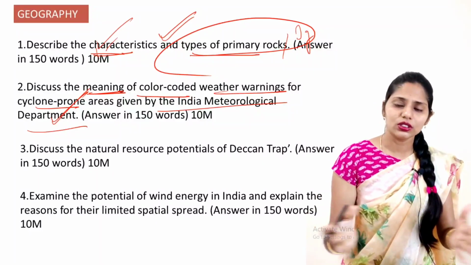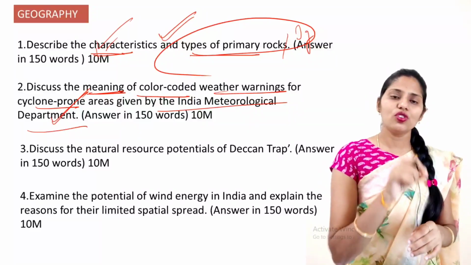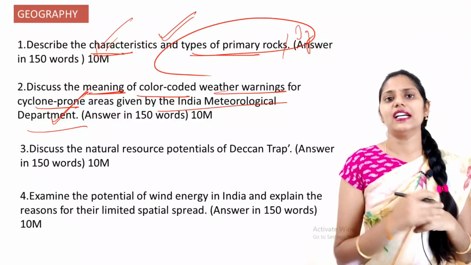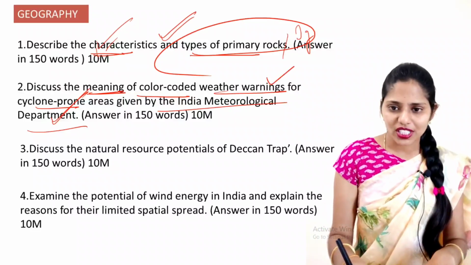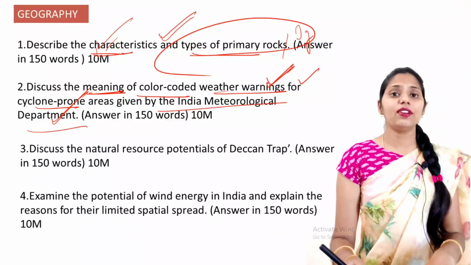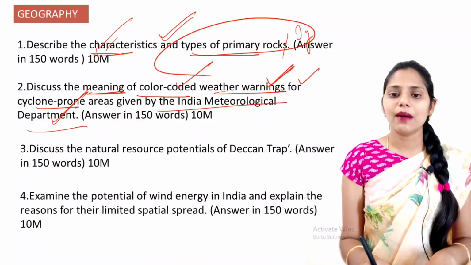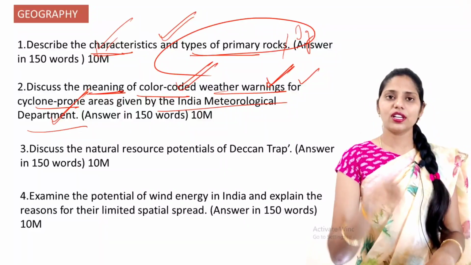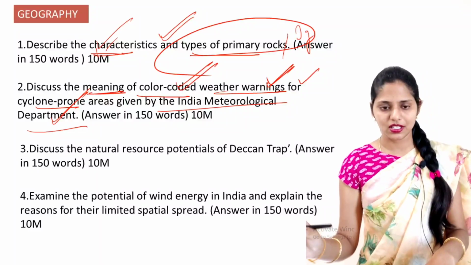If you go through the newspaper every day, you will get the weather forecast image of India every day, and you can see the different colors also. So this question is from current affairs, and if you are following The Hindu newspaper, and even in our Hindu analysis, I spoke about these color-coded weather warnings. This is very simple, and you can write about the different colors and what they mean.